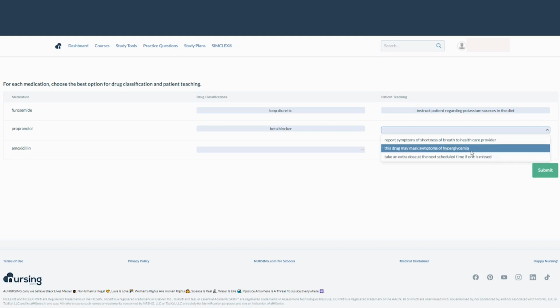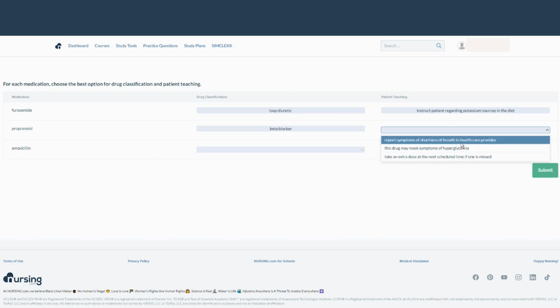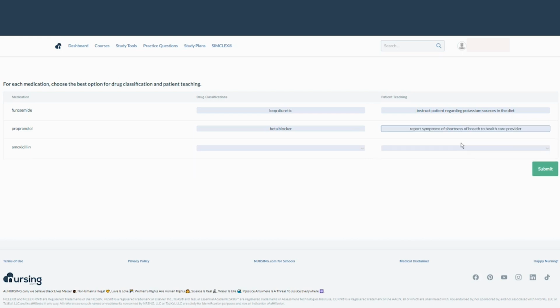I also know that beta blockers mask signs of hypoglycemia, right? Beta blockers block catecholamines. So catecholamines are when your sugar's low, you're going to sweat, get nervous, tremor. So this is high sugar. So I don't like this because beta blockers mask symptoms of hypo or low sugar. Okay. So I'm going to pick this guy by default.